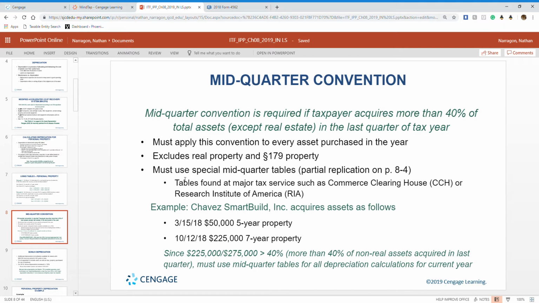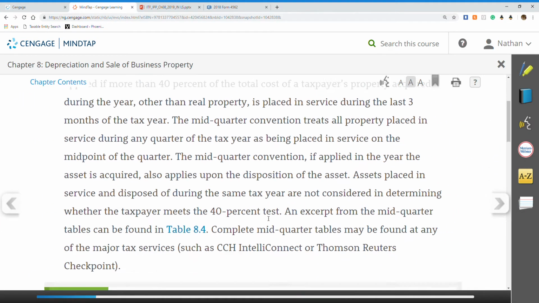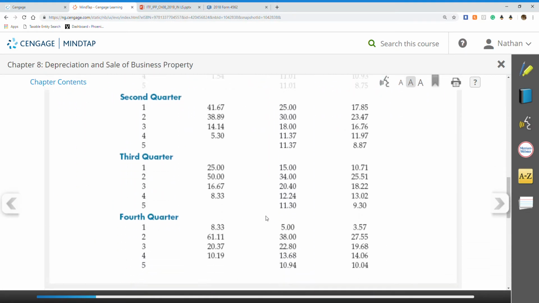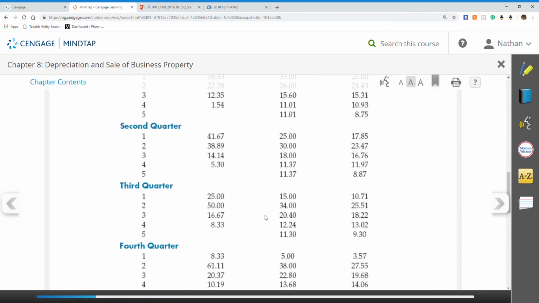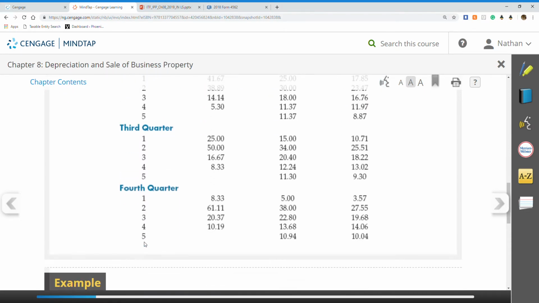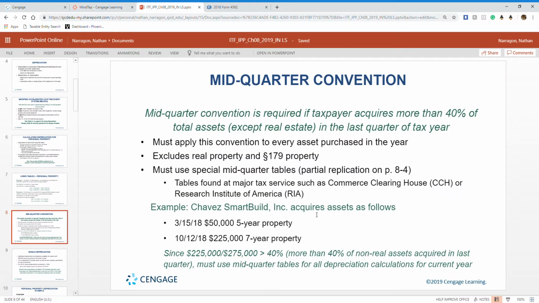And we have to use certain tables. So again, coming to your book, these are the tables that we have to use. Now again, it doesn't show all the years. It's only showing up to 5. But for example, here we go. They use Chavez Smart Build Inc. and they acquired these assets. They acquired one on March 15th and one in October.